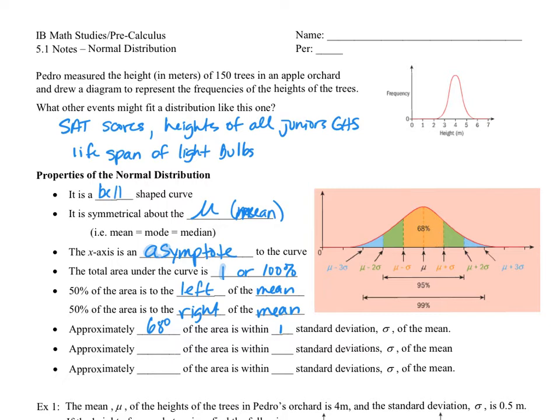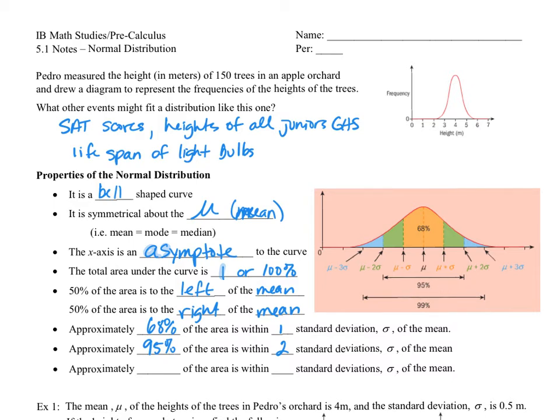And then approximately 95% of the area is going to be within 2 standard deviations. So again, if you take a look at the graph, if we go from 2 standard deviations below the mean to 2 standard deviations above the mean, that's going to be made up of 95% of the area under the curve.